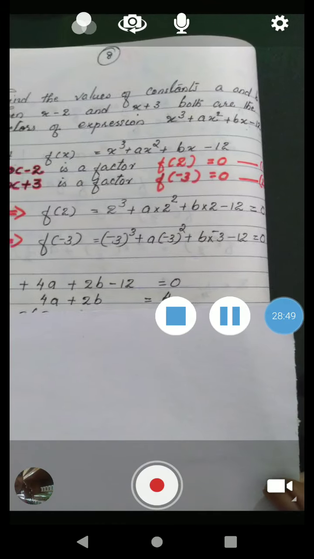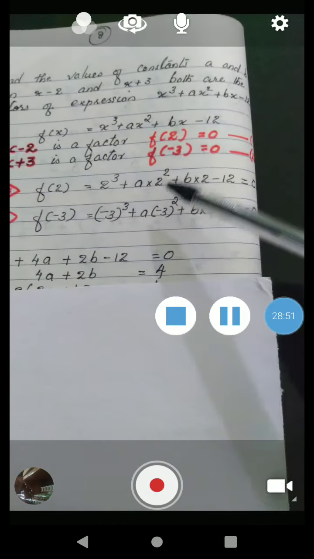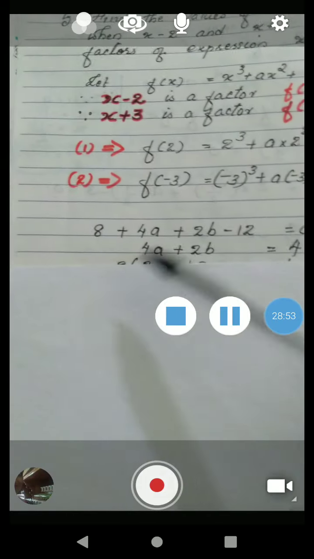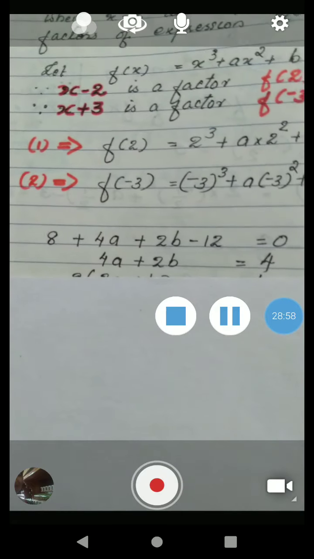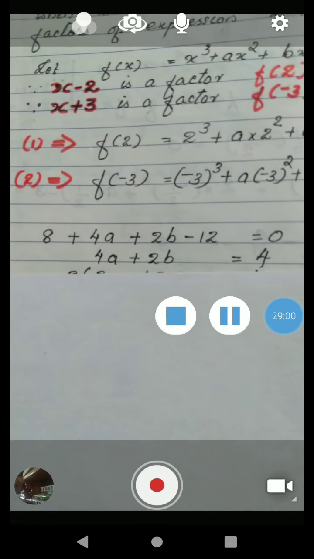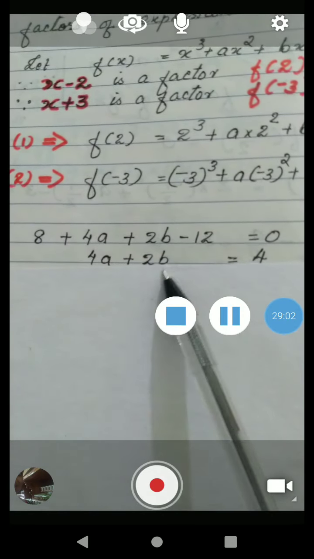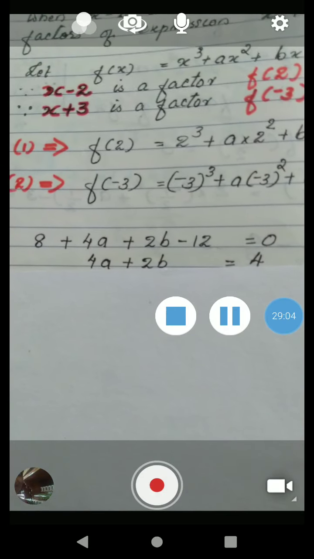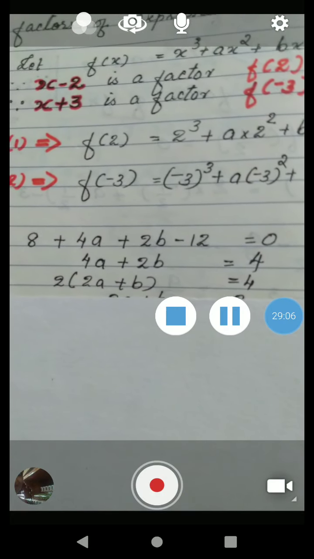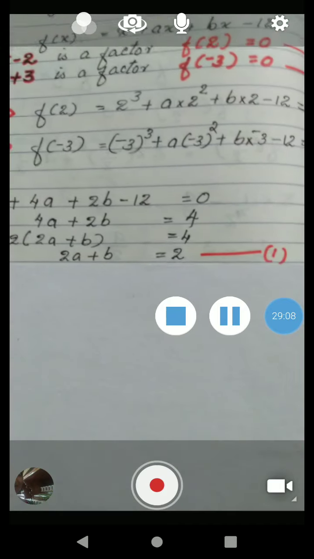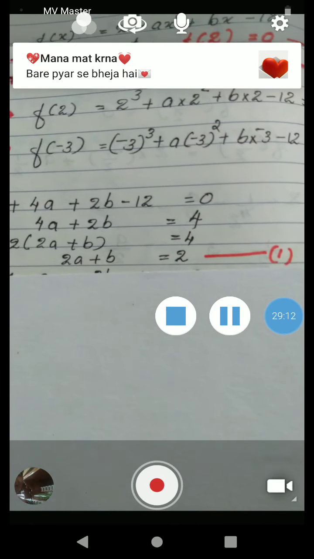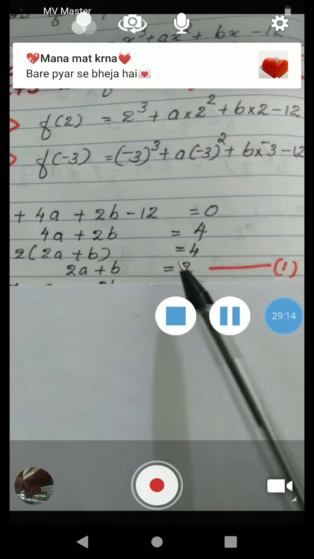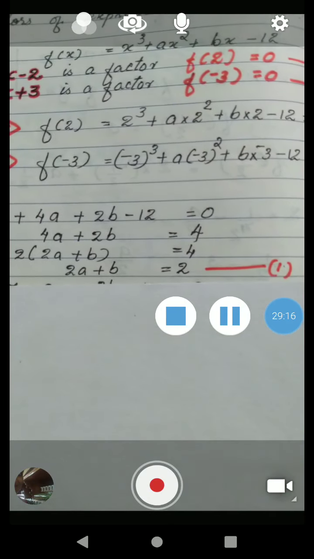Now when you simplify the first equation you will get one equation in a and b. 4a plus 2b equal to 4. Again we can simplify it. You can take 2 outside and simplify. You will get 2a plus b is equal to 2. That is equation number 1.